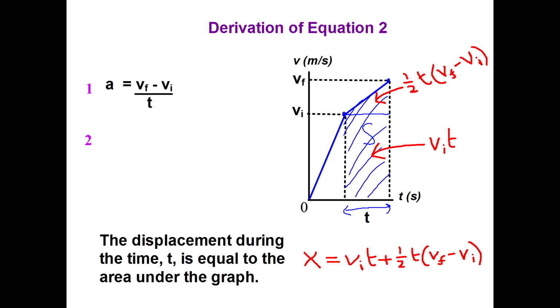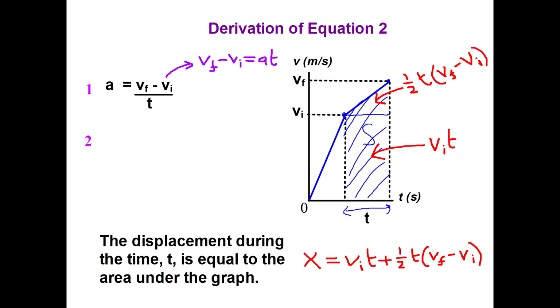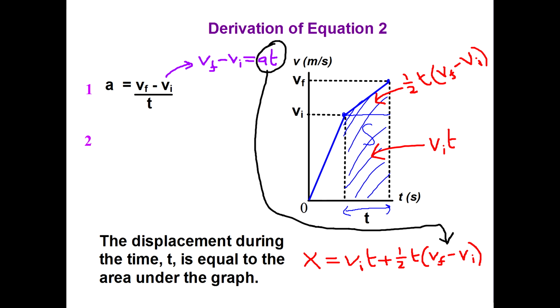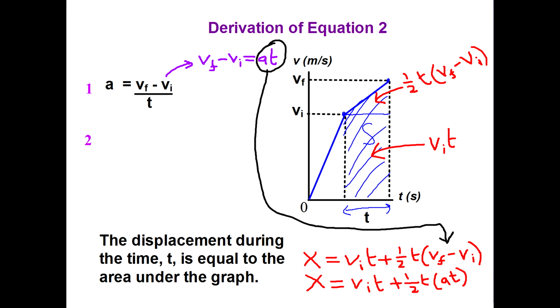Then what we can do is take the first equation that we already know and rearrange it to make it Vf minus Vi equals. If we multiply both sides of the equation by t, we get Vf minus Vi equals at. And then we can substitute that at into the equation that we've just written below. We can replace the Vf minus Vi in the equation below with at. Once we've done that, the final step is just to multiply out the brackets.